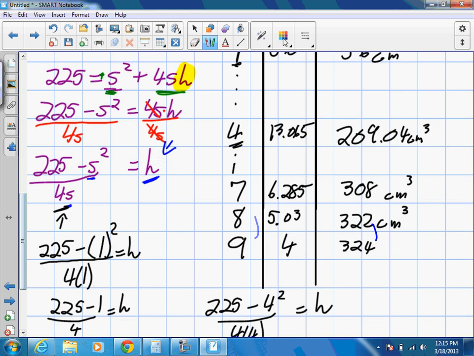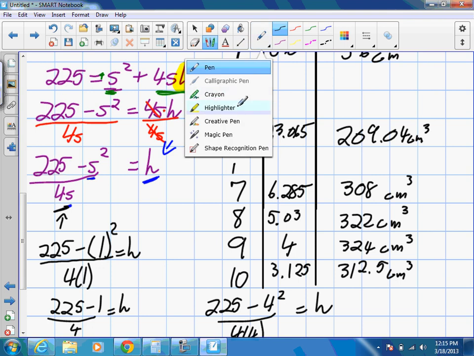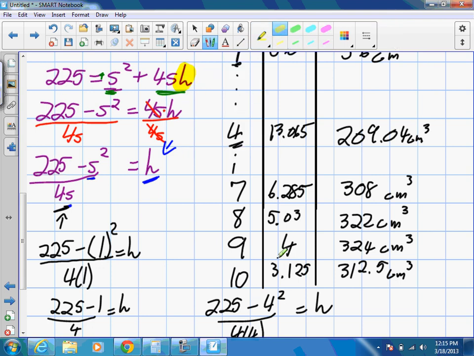If we plug 10 in for side length, our height would be 3.125, which means our volume would be 312.5. What just happened to the volume? It went down, which means what? What was our best option? A side length of 9 and a height of 4. Now, technically, there's probably a decimal number that's going to be even better for us. It's probably between 9 and 10, but for this purpose, I want us to only work with whole numbers.